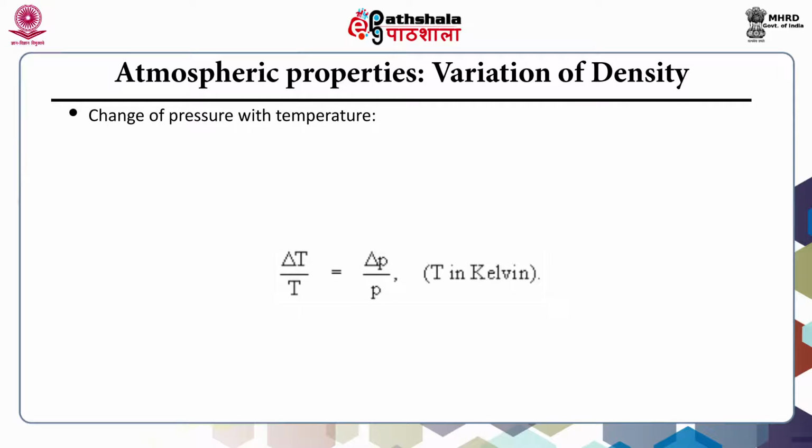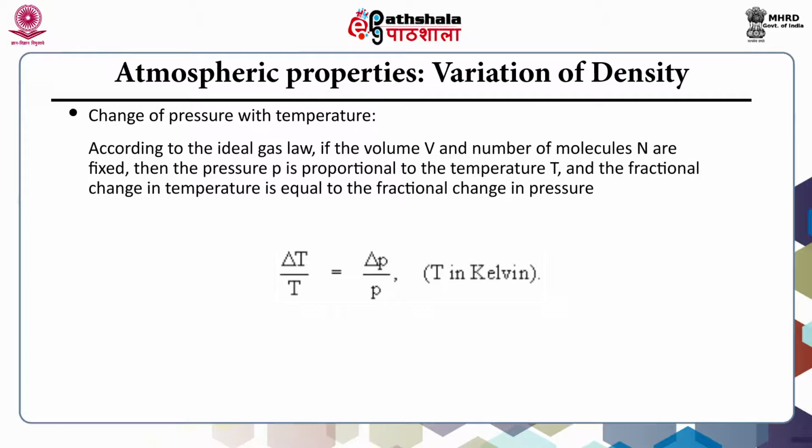The change of pressure with temperature. According to the ideal gas law, if the volume V and number of molecules N are fixed, then the pressure P is proportional to the temperature T, and the fractional change in temperature is equal to the fractional change in pressure. Delta T by T is equal to delta P by P. Here the T is in Kelvin.